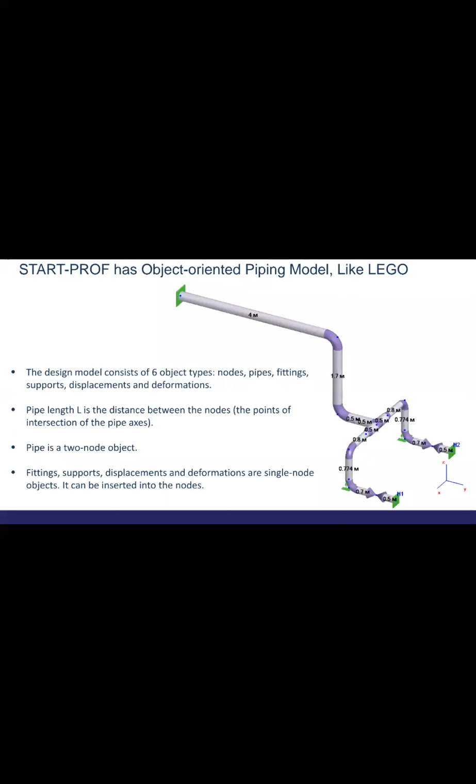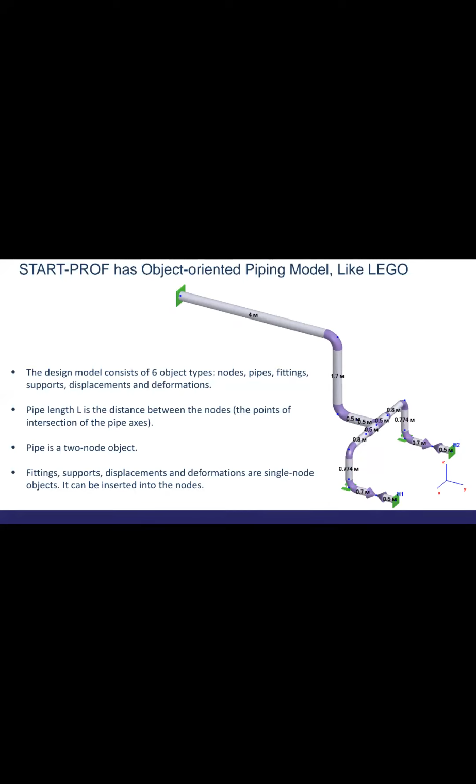In our last class, we stopped at this particular segment, and in this model we are told that we can model this using START-PROF. And on this slide, we have the design of six object types, which include systems, the support, displacement, and deformation.